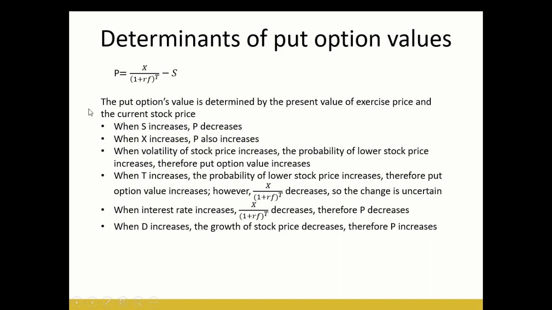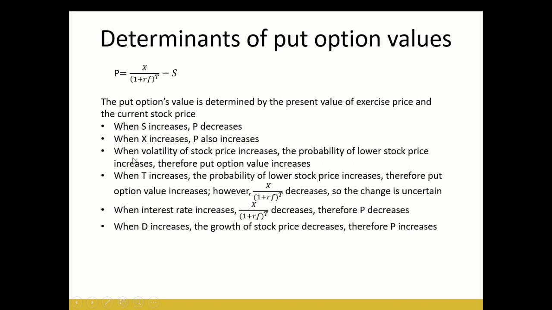And again, the put option's value is determined by the present value of the exercise price and the current stock price. So when the stock price increases, P decreases, pretty straightforward. When the exercise price increases, P also increases, again very straightforward.